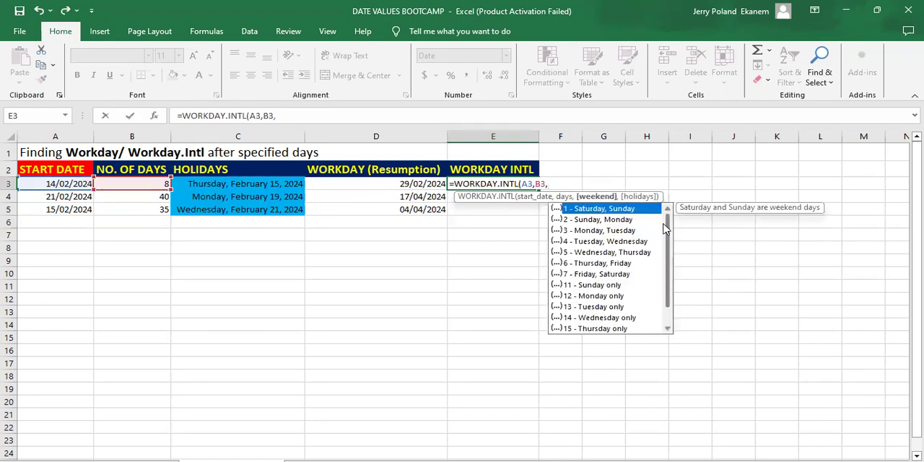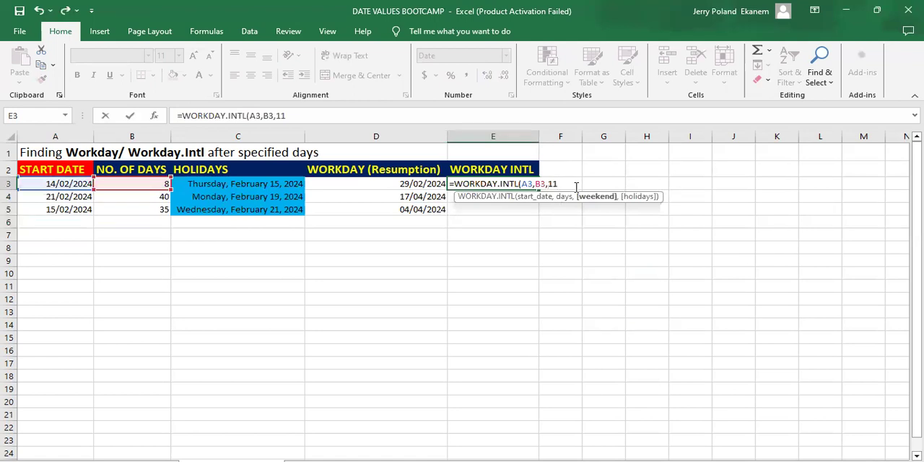Our weekend, let's say in our company, we can decide to say Saturday, Sunday, that's the regular. Saturday, Sunday is our weekend. You can say Sunday, Monday is our weekend. Monday, Tuesday is our weekend. We can even say that Sunday only is our weekend, or Monday only or Tuesday only. It depends. So in our case, if in our company we decide that only Sunday is our weekend, that is, you come to work from Monday to Saturday, I select this one. All right.